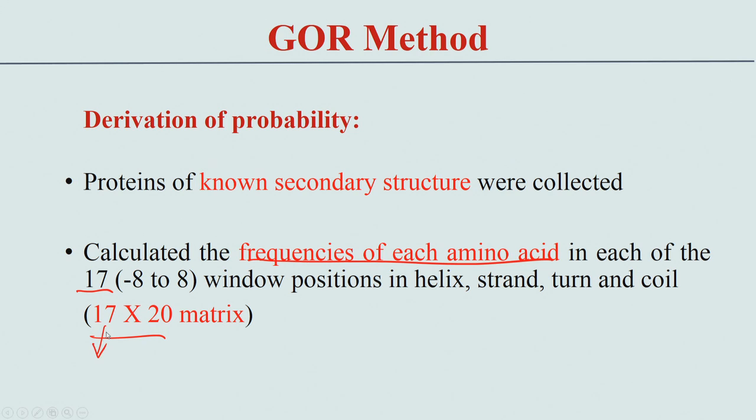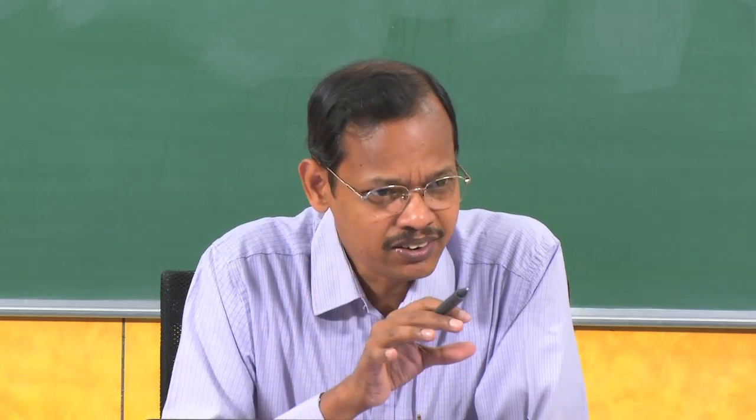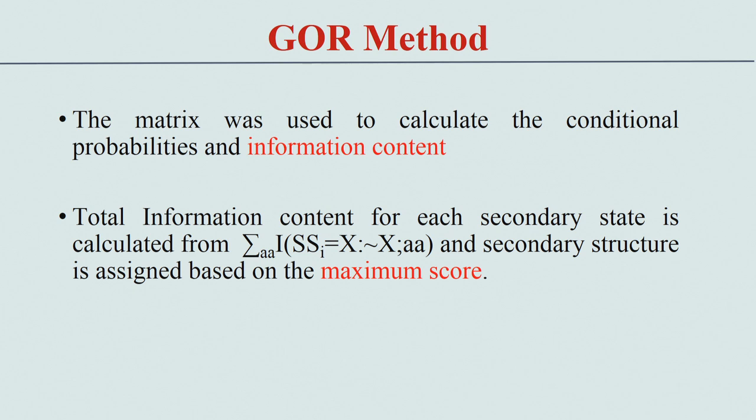Here 17 stands for the window, these 17 positions, and 20 stands for the 20 amino acids, right. Now they use this matrix to calculate the probability as well as the information content, because this matrix contains information about the preference of any particular residue at different positions, 17 positions. So, this matrix can be used to obtain the probability of any new residue to be at any particular position, depending upon the secondary structure.